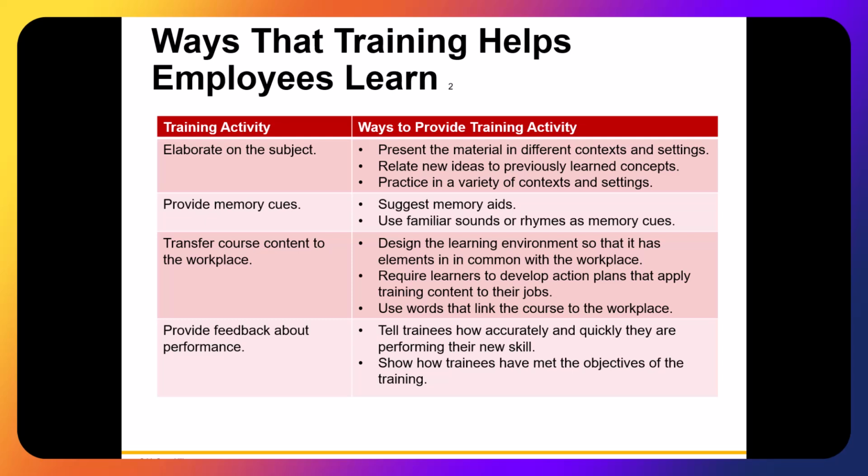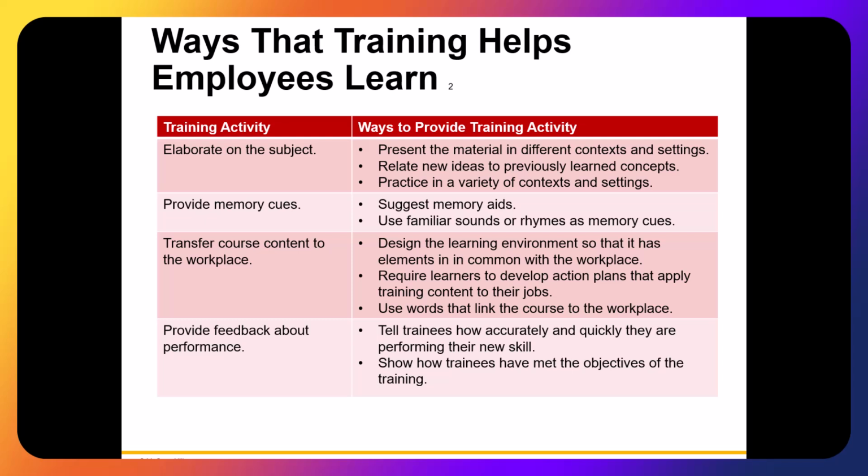Ways that training helps employees learn. Elaborate on the subject. Present that material to them, relate the ideas previously learned, and practice in a variety of contexts and settings. Those are some ways to provide training activity. Provide memory cues and suggest memory aids. Use familiar sounds, rhythms, rhymes, and memory cues.